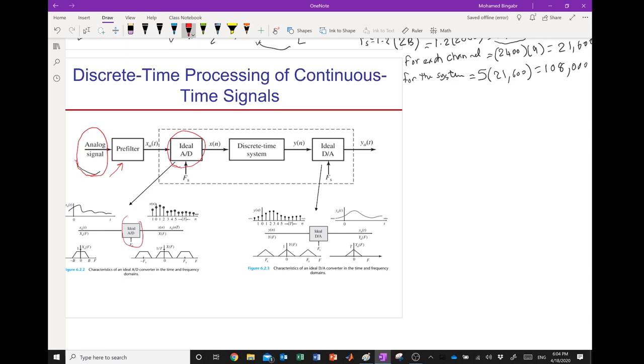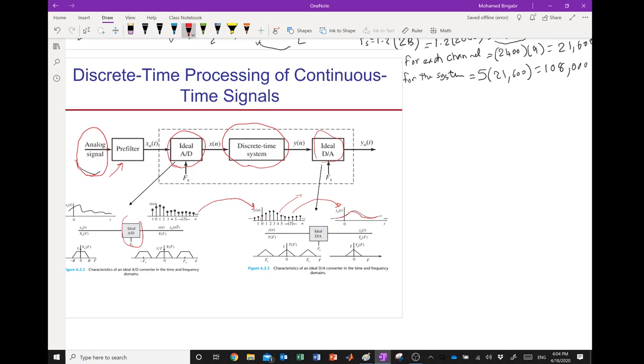Then you do all the discrete time system processing or digital signal processing. And then after you do the processing, you get the signal out. It's still in discrete form. Then you do the ideal digital to analog converter. You convert this back to an analog signal that we can understand, hear, or see. And the ideal digital to analog converter is just you take this to a low pass filter and reconstruct the continuous signal from the discrete values.